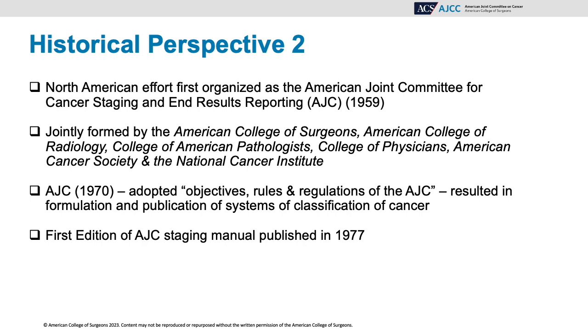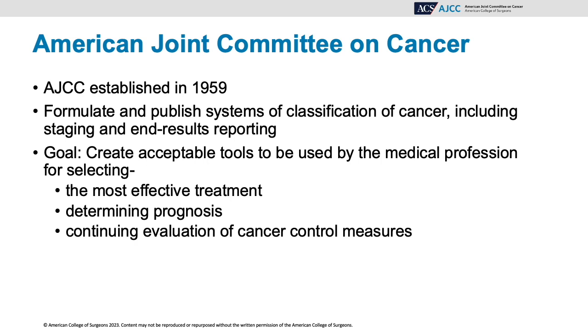The AJC in 1970 adopted objective rules and regulations of the AJCC, which resulted in the formulation and publication of systems of classification of cancer. The first edition of the staging manual was published in 1977. The American Joint Committee on Cancer was established in 1959, and it formulates and publishes a system of classifications of cancer, including staging and end results reporting.